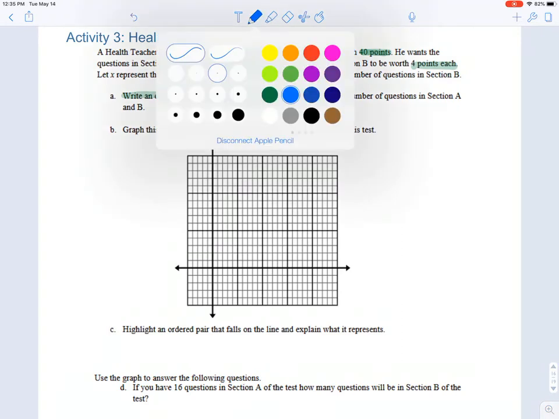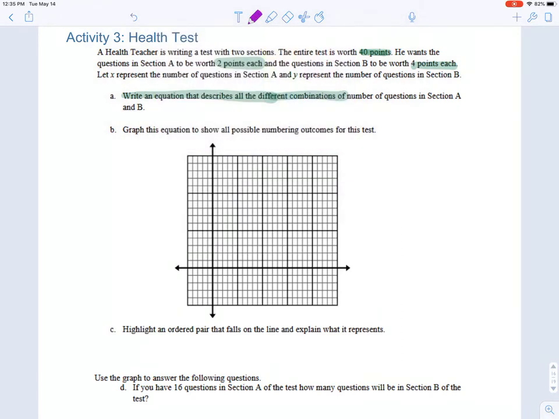Okay, so hopefully, I'm gonna pick a bright color for this. Our equation is 2x, because in section A, they'll be worth 2 points each, plus section B is gonna be worth 4 points each, so it'll be 4y is equal to 40 points in total, okay? When we graph this equation, we gotta convert this, so I'm gonna do that over here. I'm going to subtract 2x from both sides.